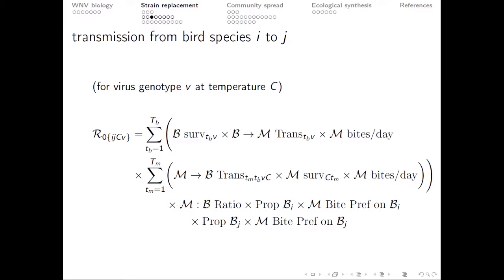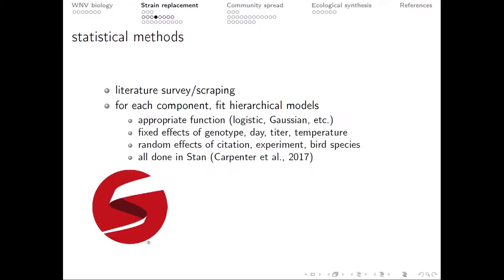If you want to calculate R0 from bird species I to bird species J at a given temperature for a given strain of virus, you need to add up, on a given day of its infection, the probability that a bird is still alive and still transmitting. How many mosquitoes bite it? What's its probability of transmission to the mosquito for each of those bites? And then for each of those days, each of those infected mosquitoes has a whole infectious period, and on each of those days it has to survive and bite a bird and successfully transmit to the bird. And then we have to take account of the number of mosquitoes per bird, the proportion of each species in the community, and the biting preference for the mosquitoes on each of those species.